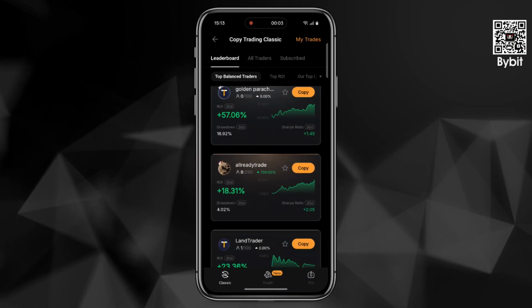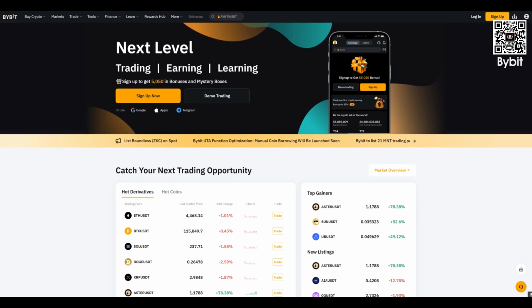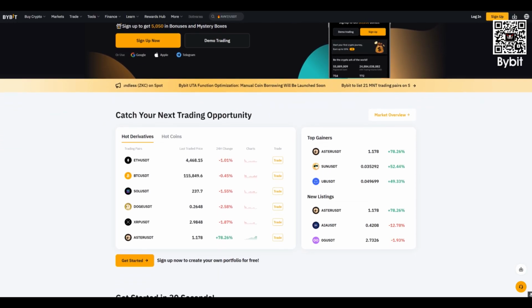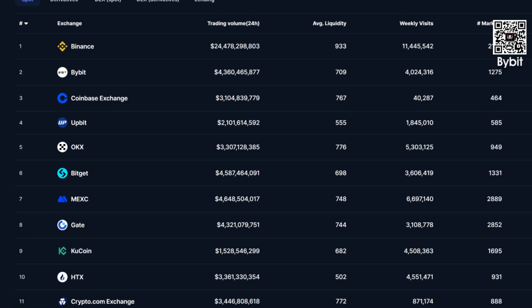Hello everyone, today we're going to explore how to copy traders' trades directly from your phone using the Bybit exchange. Bybit was founded in 2018 and today it's one of the largest crypto exchanges in the world, consistently ranking in the top 5 by trading volume. Many traders choose it for its reliability, user-friendly mobile app, and a wide range of tools. Now on to the exciting part, copy trading.